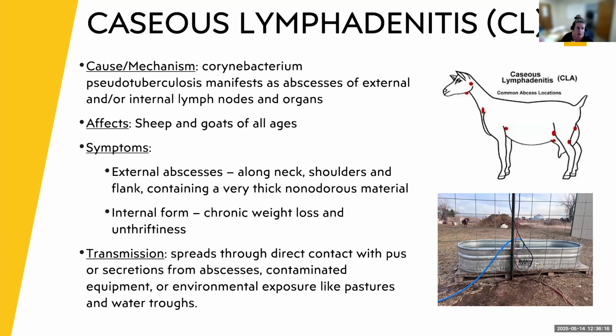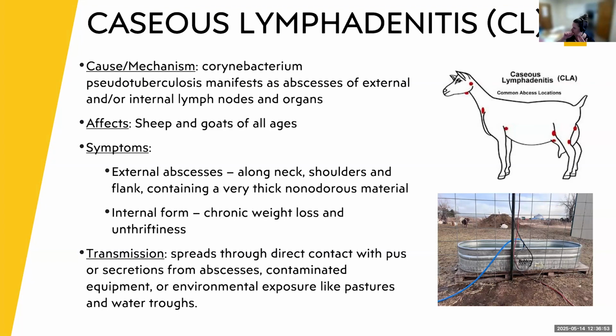Its symptoms are external abscesses along the neck, shoulders, and flank containing a very thick, non-odorous material. And if you've ever had one, you would know the difference between this and a normal abscess. It can also have a very green tinge to it. Internal forms cause chronic weight loss and unthriftiness. This is spread through direct contact with pus or secretions from the abscesses, contaminated equipment, especially water tanks, and environmental exposure like pastures and water troughs.